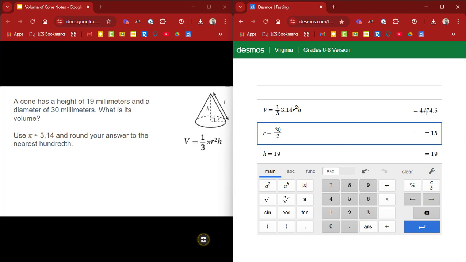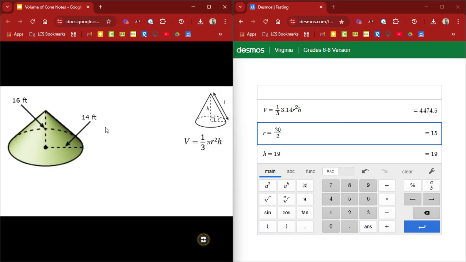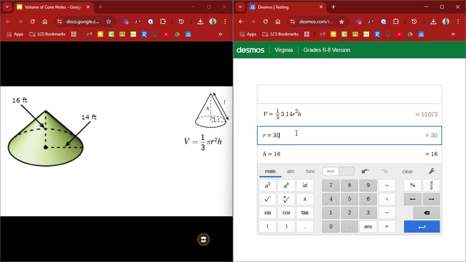So then my answer here is 4,000. Oh, round your answer to the nearest hundredths. 4,474.5, and that's already rounded. So we Gucci. Next one up. My height is 16 feet, and my radius is 14 feet. I don't have to divide it in half because it's already cut in half.